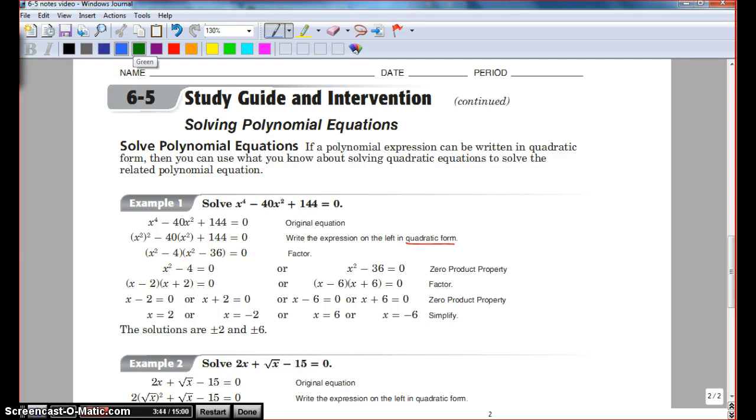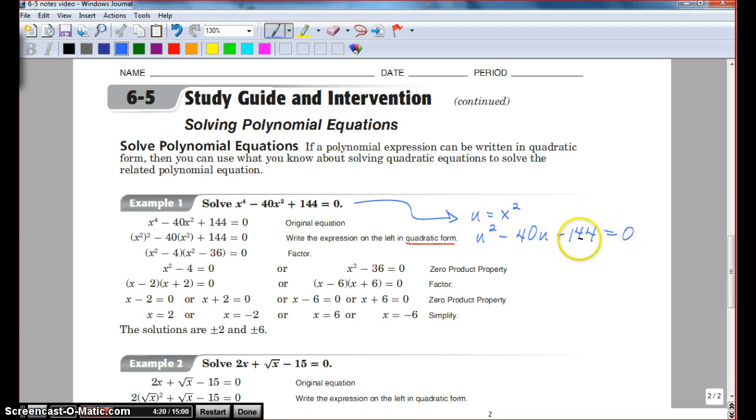Another way to interpret this is to use a substitute for, in this case, x to the second. This is called u substitution. So what we can do, taking u, substituting it in for x squared, is rewrite the problem as follows. We can write u squared minus 40u, because again, that's what x squared is equal to, and then plus 144 equals 0.